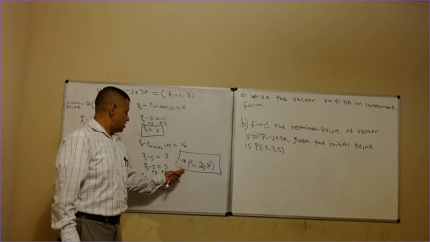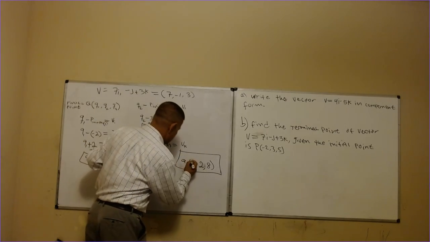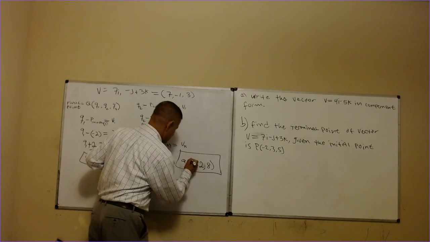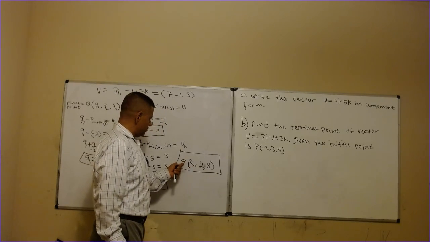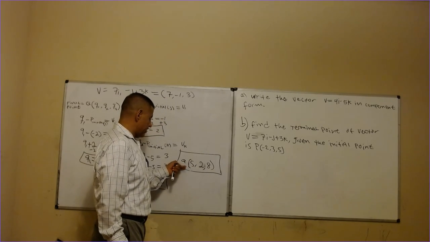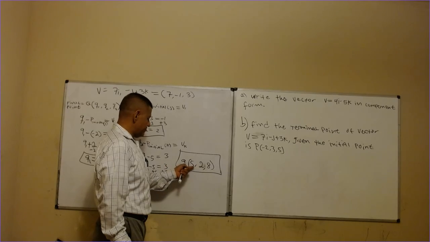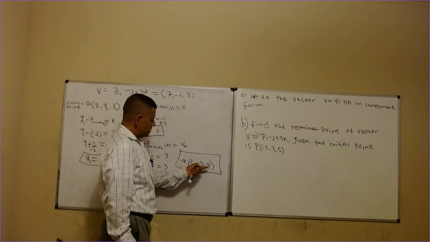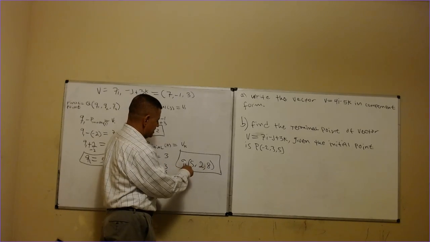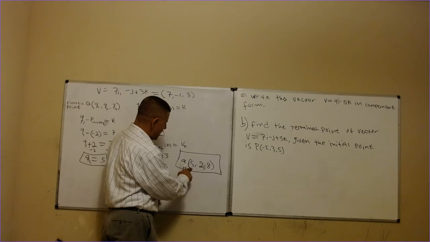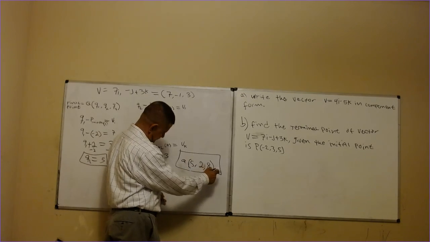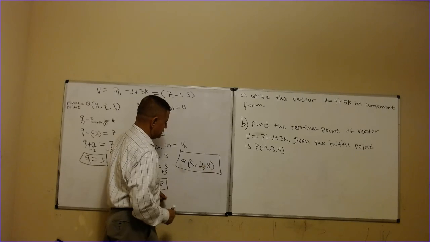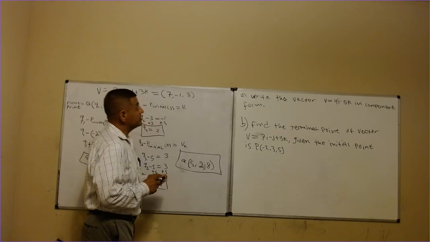So the final point is Q, parenthesis 5 comma 2 comma 8. In other words, I, J, K, right? This is still the same form, I, J, K, right?